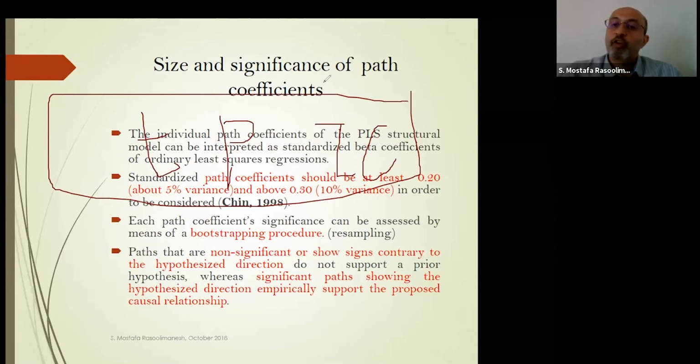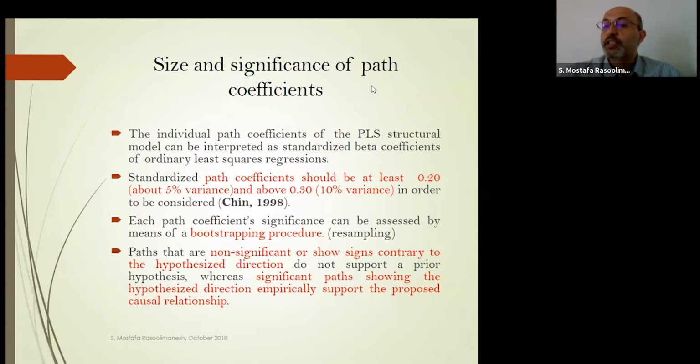So for assessment of path coefficient, the first criterion is the size and significance of the path coefficient, the significance of the beta coefficient. Exactly the same as multiple regression, right? There are different algorithms to calculate the significance of path coefficient that we already work with and use in multiple regression, right?